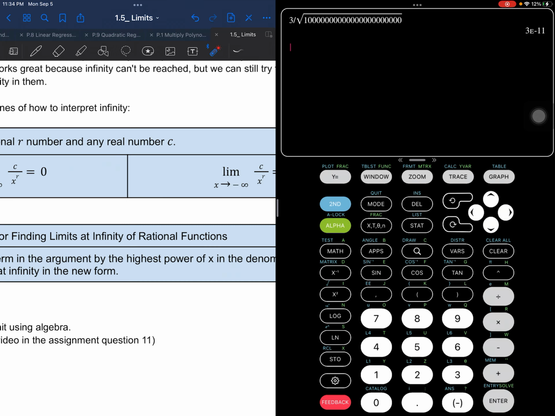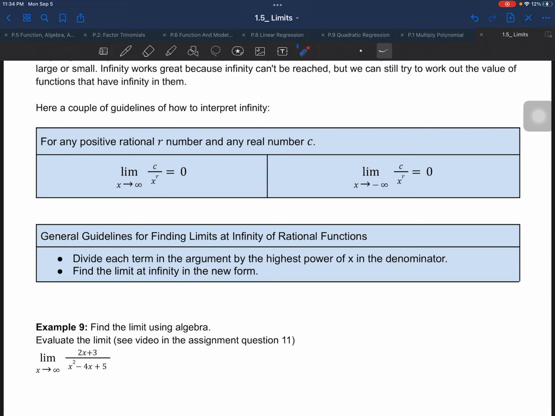So what I'm saying is, if x is approaching infinity and you have a constant over a number that is going to infinity, then this is going to be 0. The same argument follows even if x goes to negative infinity. The denominator is going to become negative infinity, but the result is still going to be a number like negative 0.00001.